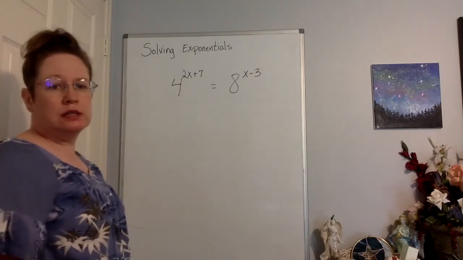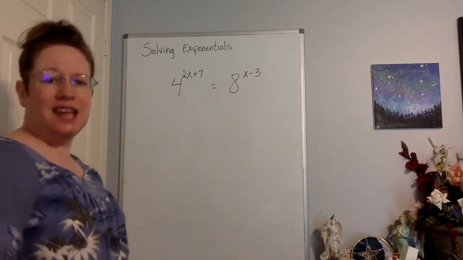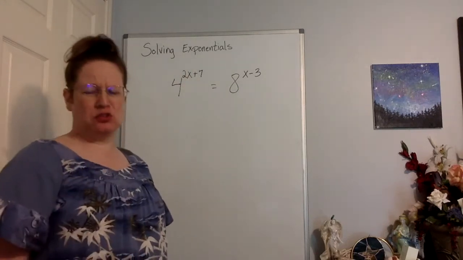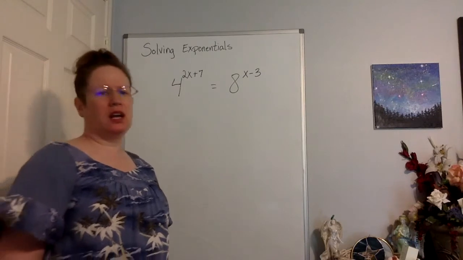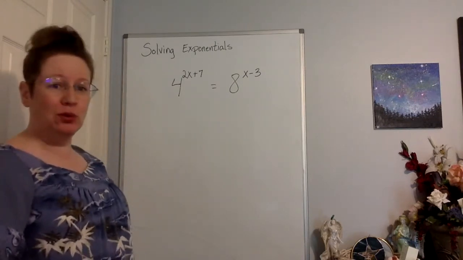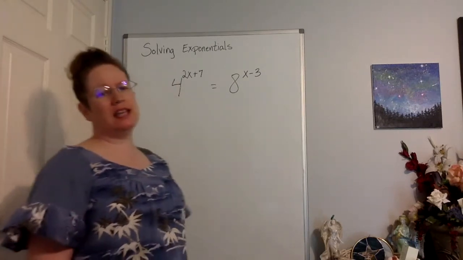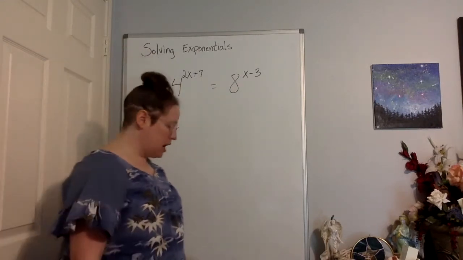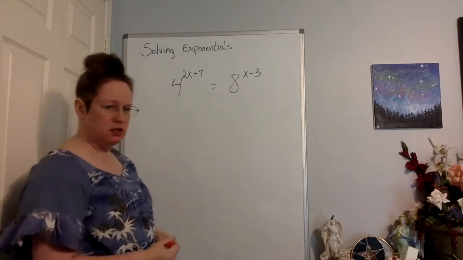So notice in this exponential equation, the x is in the exponent. So we have to get rid of the exponent. And I know some people think, oh, cool, I can just divide by 4. Yeah, that's a problem. So let's talk about why that's a problem.